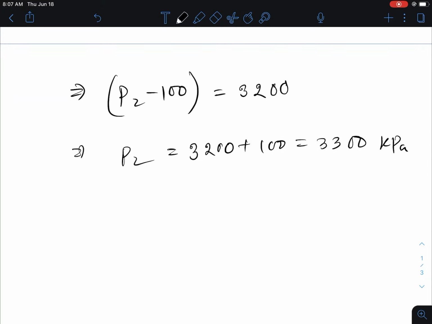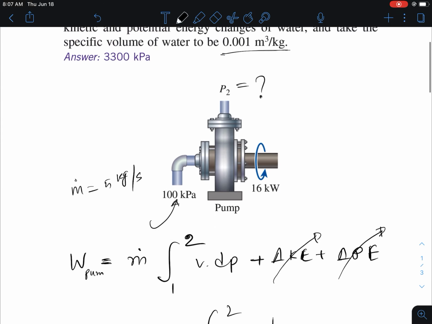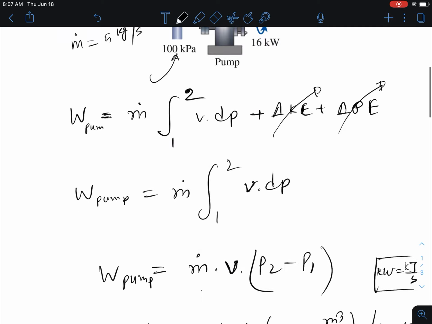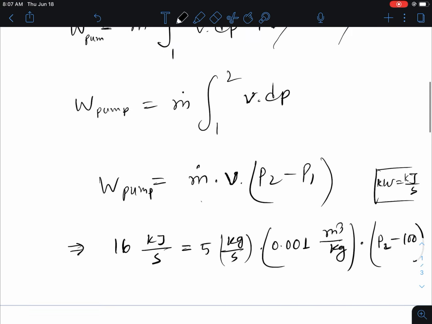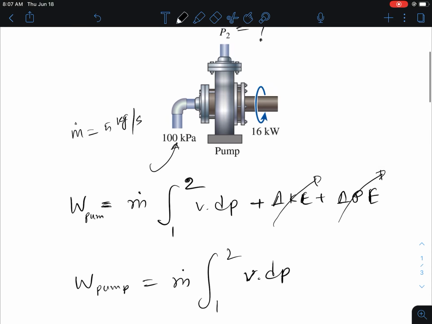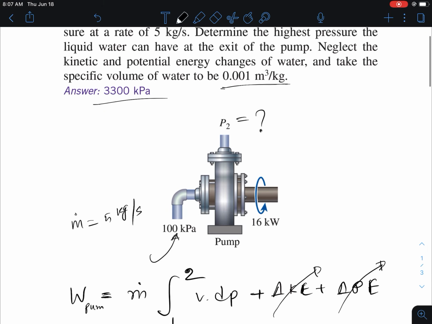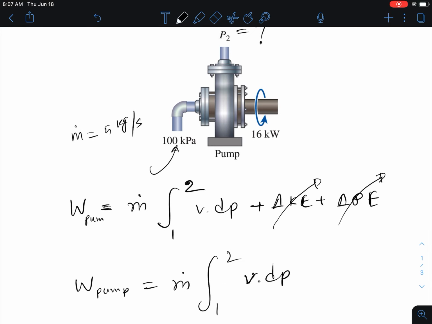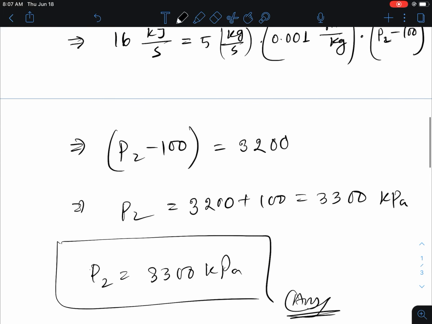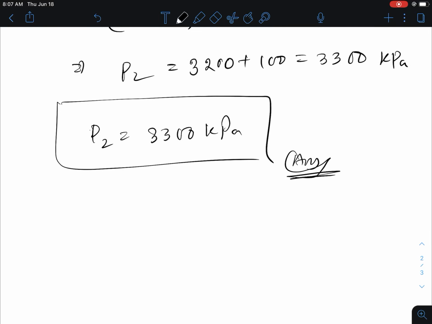So that's the answer for this problem. The exit pressure P2 equals 3300 kPa, which is here, right? 3300 kPa. So we saw that if it is a pump and work consuming device, we just derived the formula and we solved the problem. And basically we know how to utilize those formulas and solve this problem. So I hope you guys can practice more and solve those types of problems.